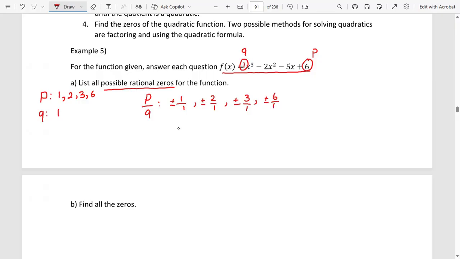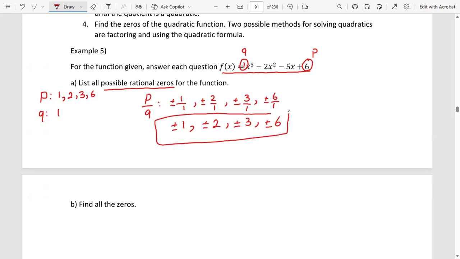So I have plus or minus 1, plus or minus 2, plus or minus 3, plus or minus 6. These are all possible rational zeros, possible zeros of this polynomial. That means if you are able to solve this one and find the zeros, you will see that the 3 zeros that you get is one of these numbers.